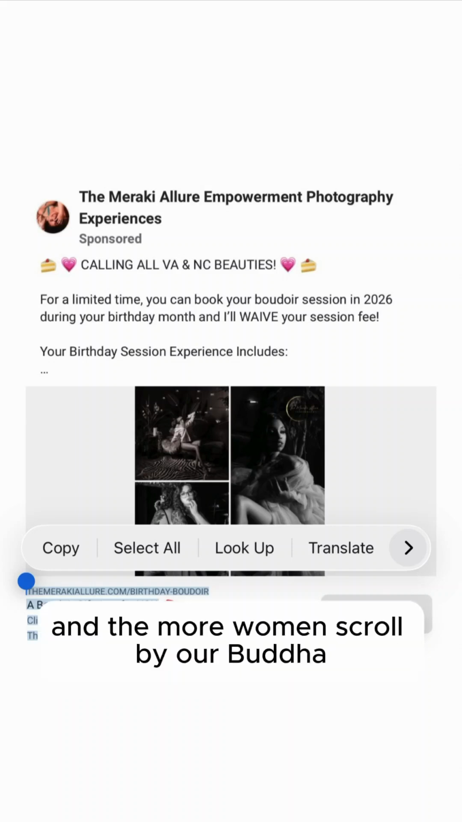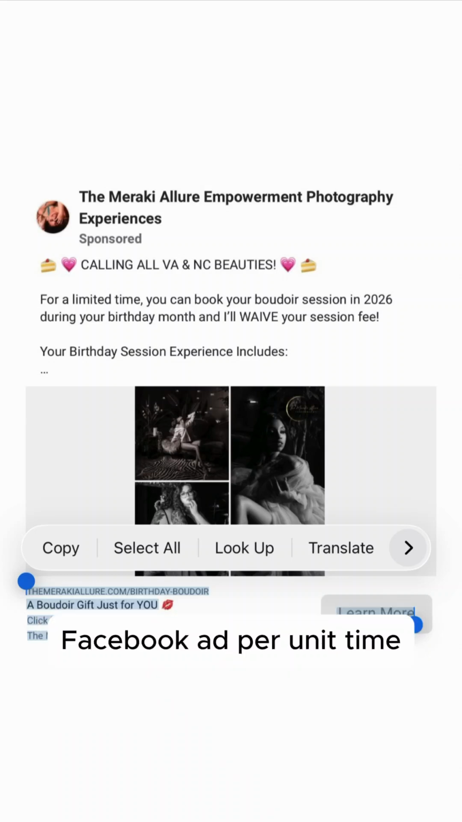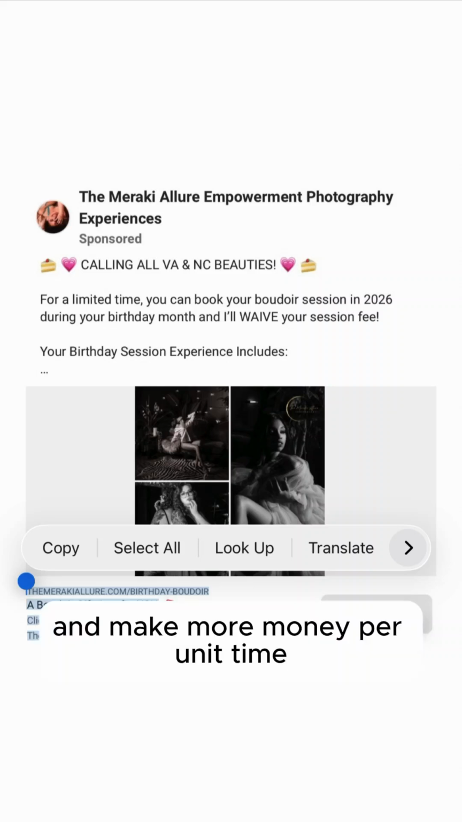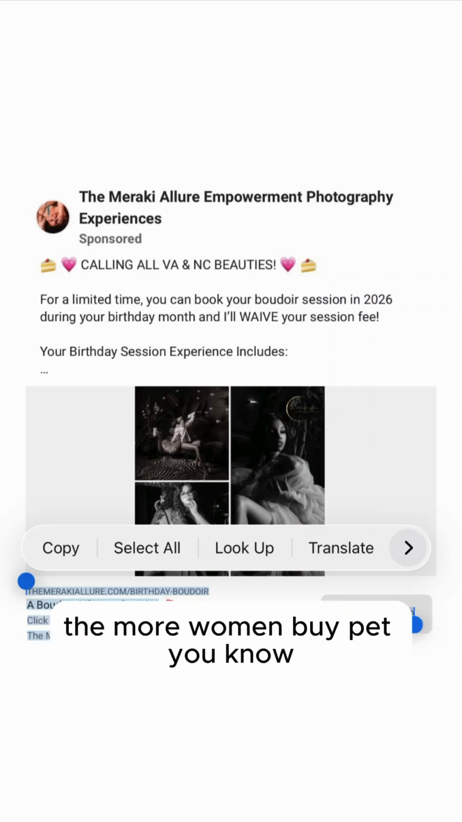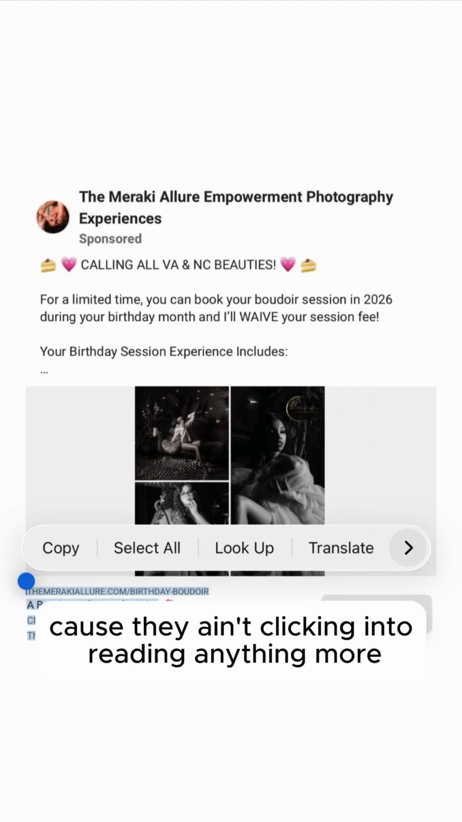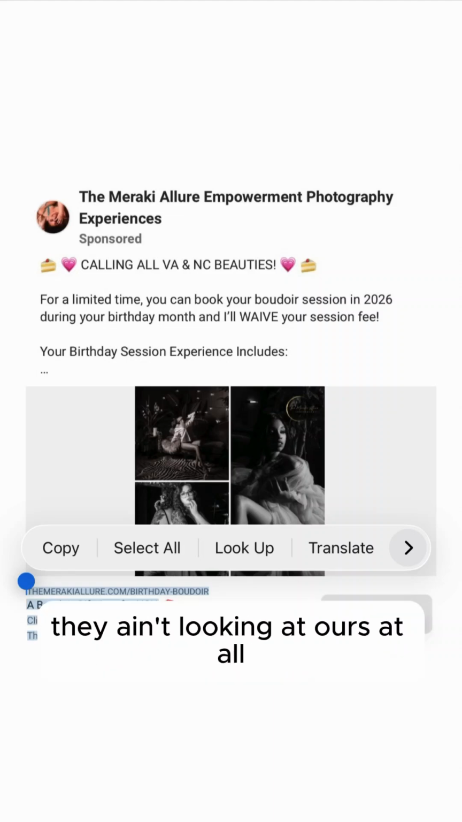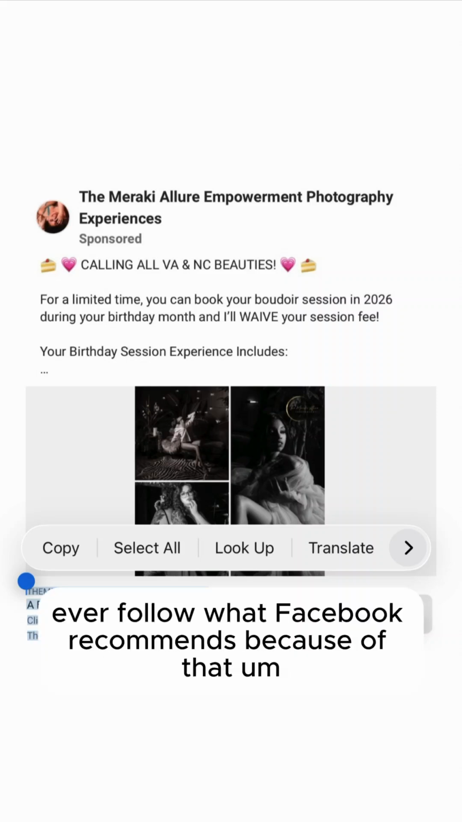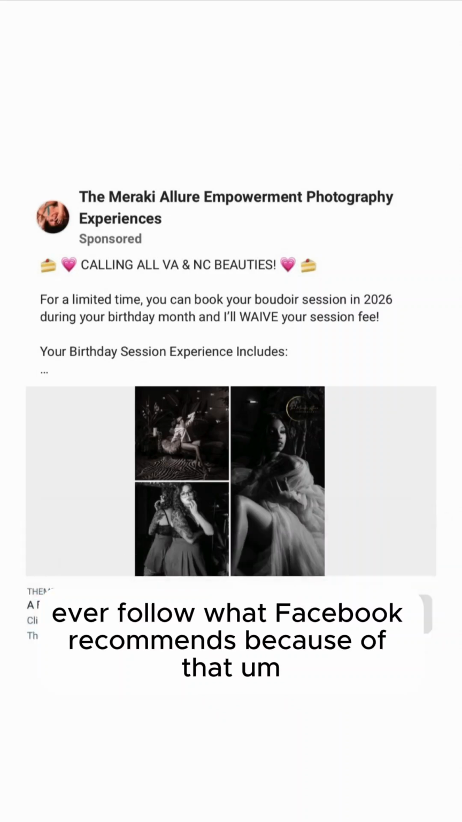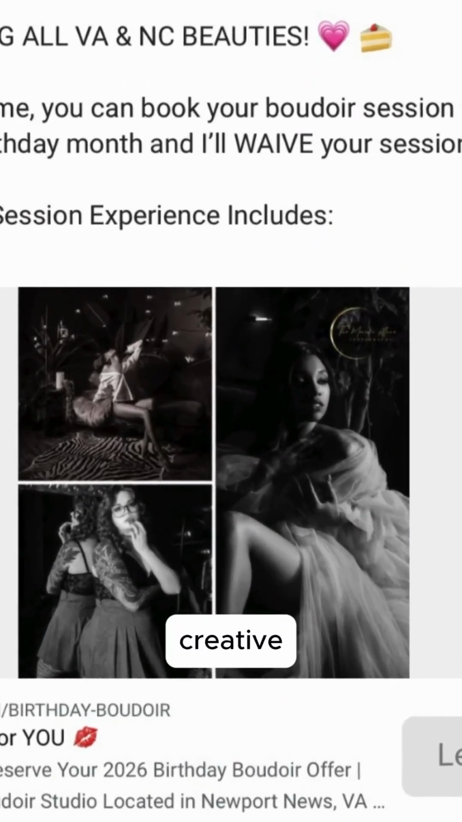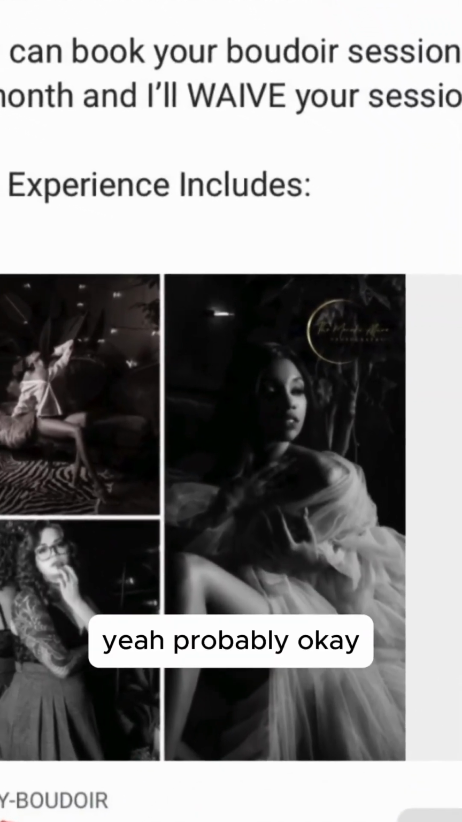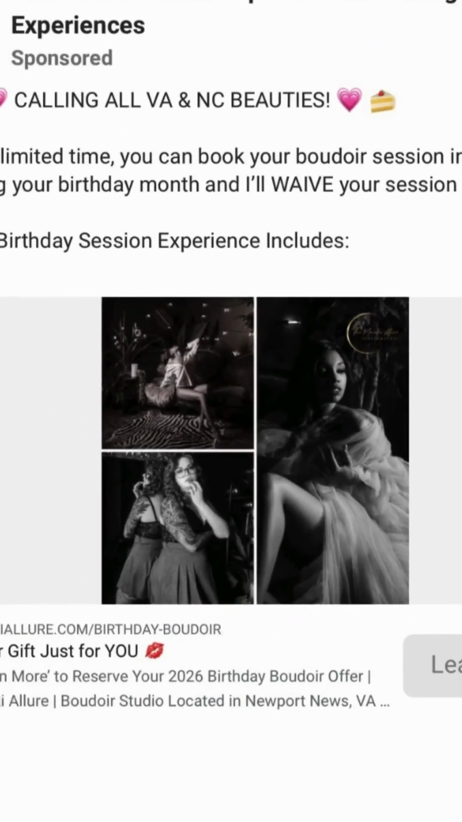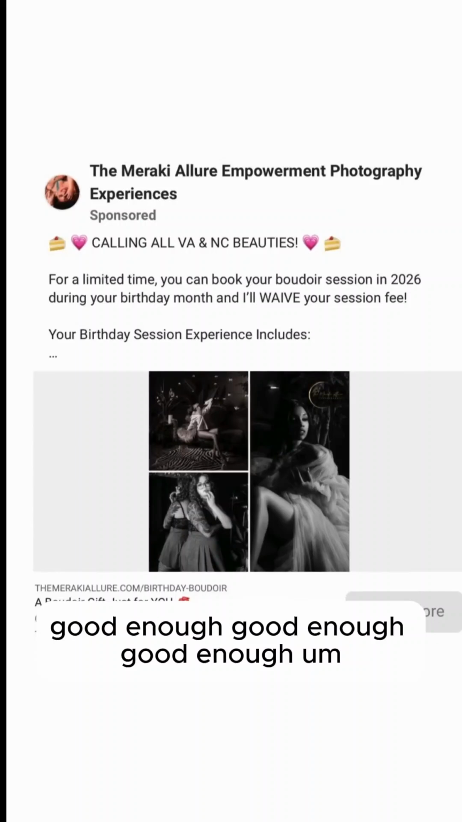And more women scrolling by our Boudoir Facebook ad per unit time means Meta can serve more ads per unit time and make more money per unit time. The more women just scroll by our ad because they ain't clicking into reading anything more. They ain't looking at ours at all. So we never ever follow what Facebook recommends because of that. Creative, yeah, probably okay. We got a little bit up here. Nah. Creative, yeah, good enough.